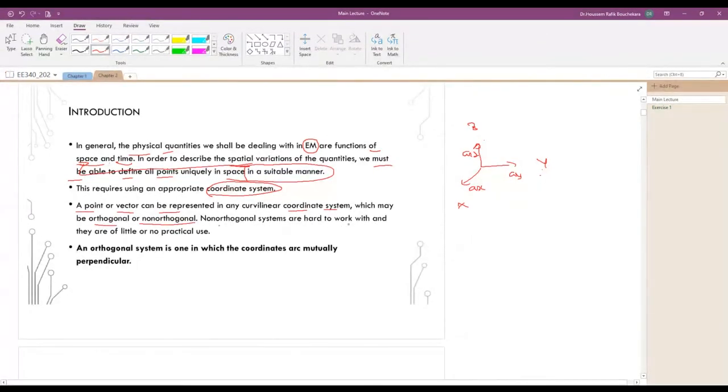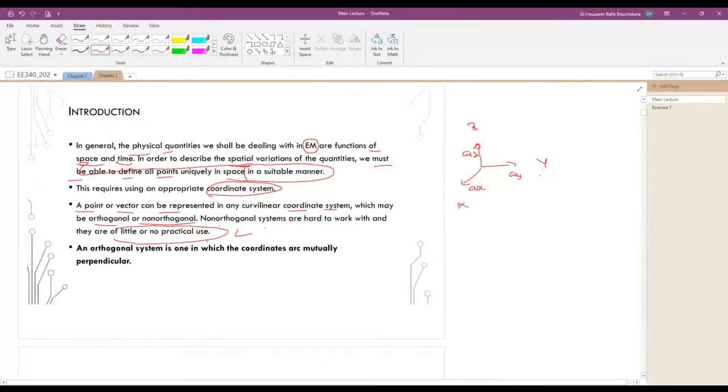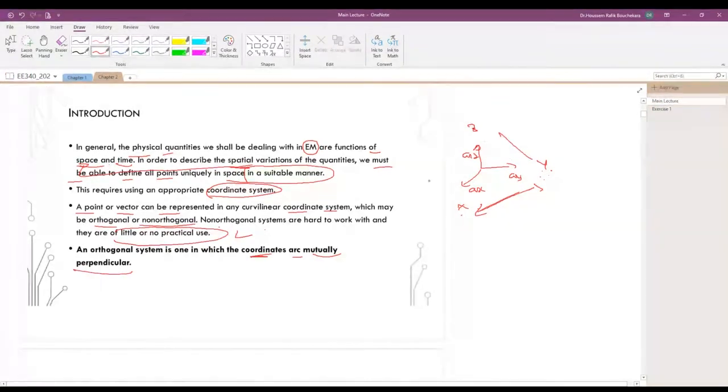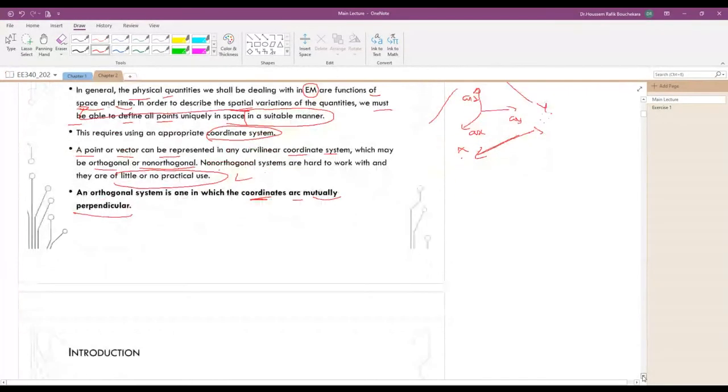Non-orthogonal systems are hard to work with and they are not that much used. Okay, and we are not going to use them. So an orthogonal system is one in which the coordinates are mutually perpendicular. X and y are mutually perpendicular, x is perpendicular to y and y is perpendicular to x. Z and y are mutually perpendicular, and x and z are also mutually perpendicular.